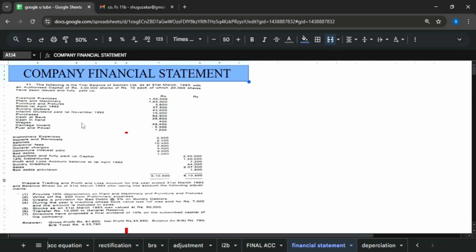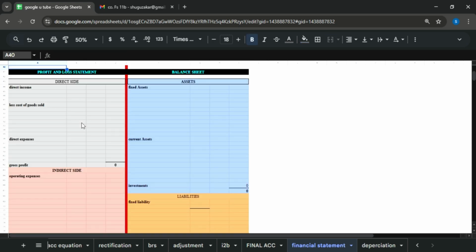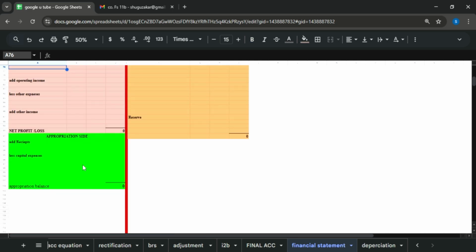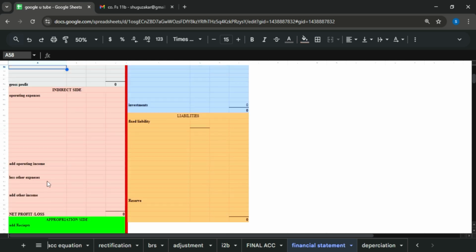Then we have our solution side, where on the left side there are three different parts. First, the direct side to calculate gross profit or profit from business. Then we have the indirect side, which would calculate overall profit. And finally we have the appropriation side, where we will calculate the appropriation balance. Ultimately this appropriation balance would be transferred to the liability side.